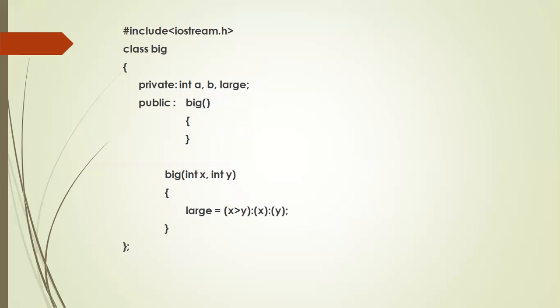Now we'll take one more example illustrating constructor overloading. Here the class name is big. Class big. The three data members are A, B, and the variable called large. All of them are declared under the access specifier private. Now, here intentionally I have used a special type of constructor. Public colon big, open the parenthesis, close it, open the brace, close the brace. No statement is there. Then what is the purpose of that constructor?